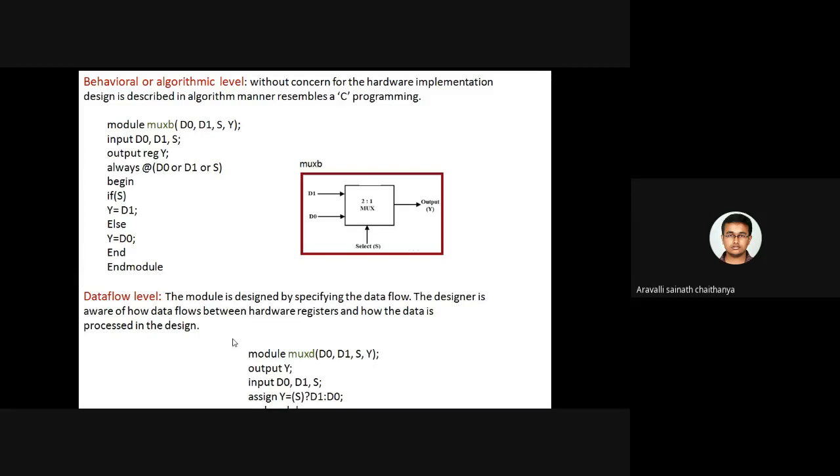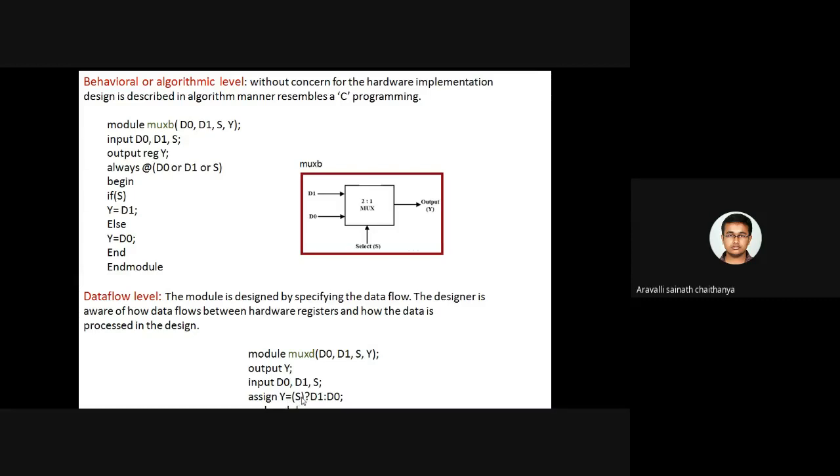And in the data flow abstraction, what happens? The module is defined by specifying the data flow, as the designer shows how the data is flowing between the registers and how the data is processed by the design. Now, you can see here module muxd. The module name I have taken here as muxd, same input output ports declaration. Now, in the data flow abstraction, I will definitely be using assign as my keyword.